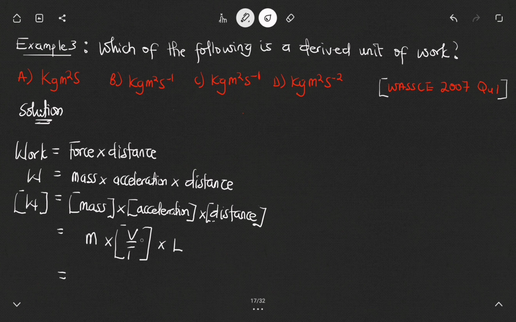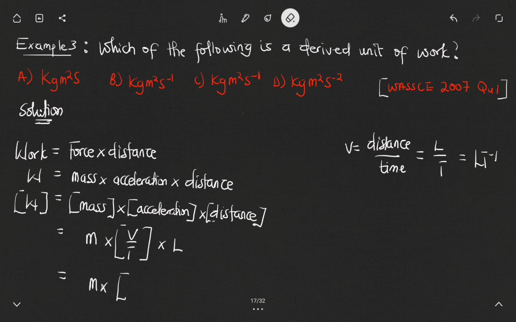So if you look at it, as we saw in the previous example, velocity is distance over time. So the distance is measured in L and the time is in T. So the dimension for velocity is LT minus 1. If we use that in place of the V over here, we'll have mass multiplied by, the top will become LT minus 1 over T multiplied by L again.